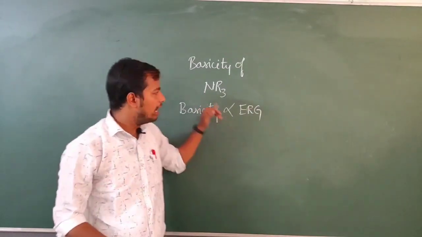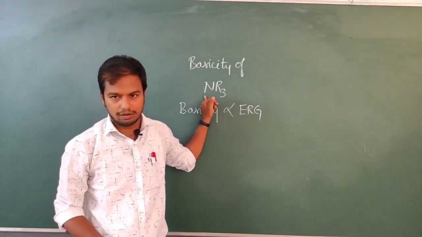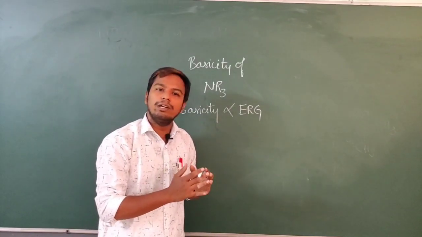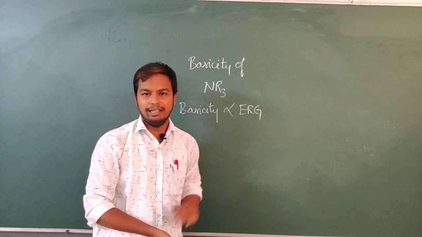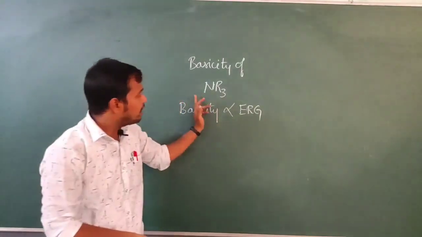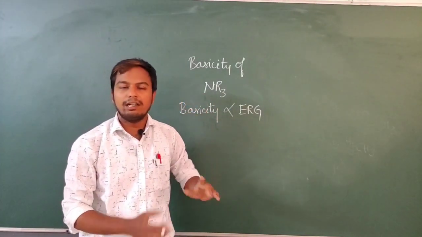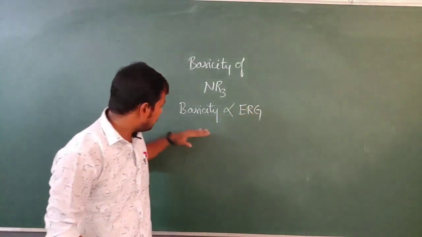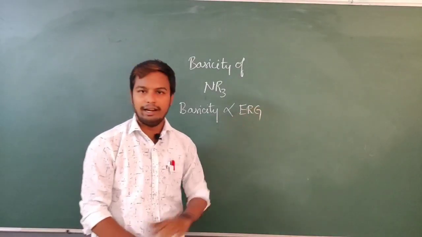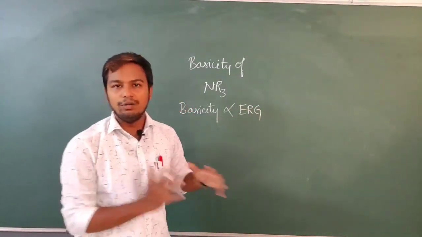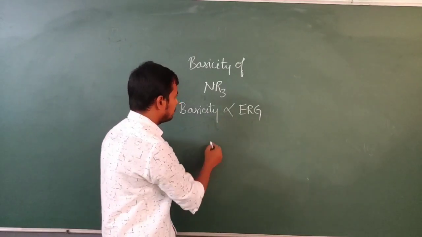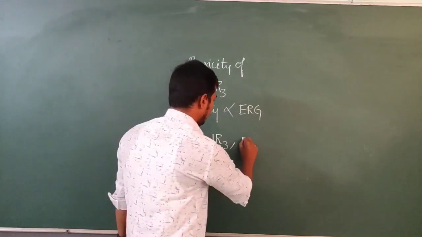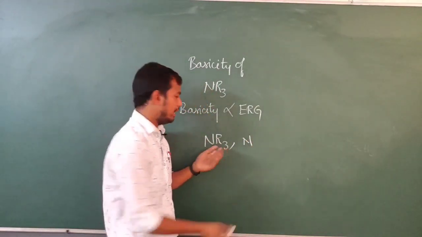We know very well that nitrogen contains one lone pair of electrons. For basicity, it must donate that lone pair to another species which is in need. In order to donate that lone pair effectively, electron releasing groups must be there. That is why basicity is directly proportional to the electron releasing groups. So I am taking three species, NR3, and I am replacing one alkyl group with hydrogen.